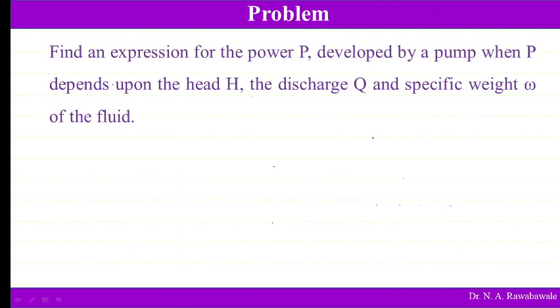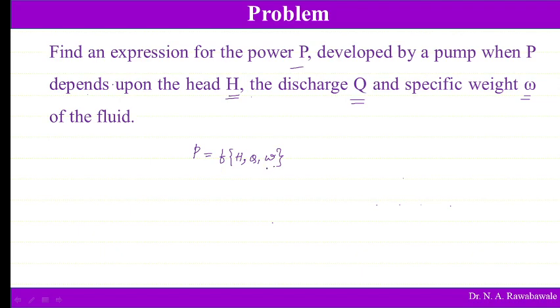Now we'll see a problem. Find an expression for power P developed by a pump when power depends on head H and discharge Q, and also on the specific weight W. So these are the three things. Power is going to depend on three parameters. So the power P is a function of H, Q and W. We have to correlate power with head, discharge and specific weight.